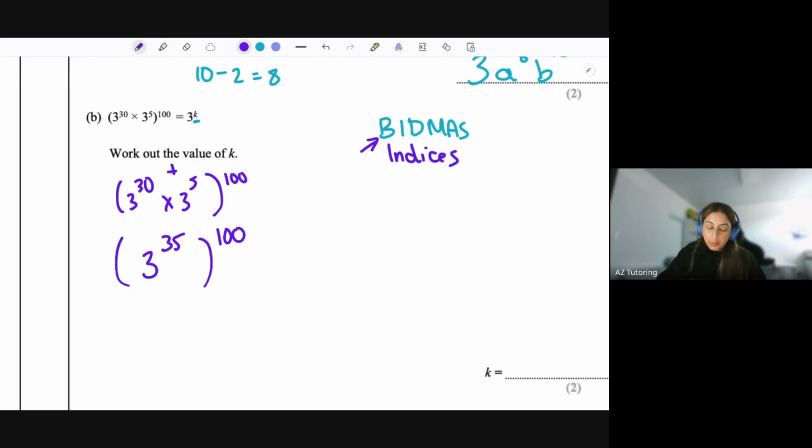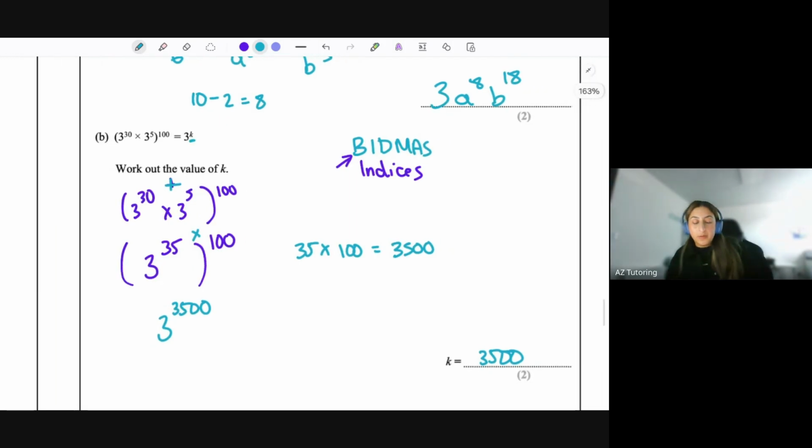And then when you have powers on the inside of a bracket and then you have a power on the outside, you have to multiply. That's an add, that's a multiply. So that's going to become 35 times 100, which is 3,500. So that's going to become 3 to the power of 3,500. And we can see k is just 3,500.